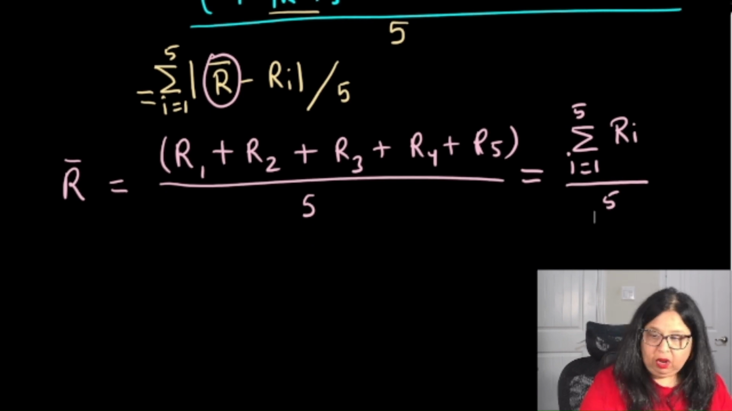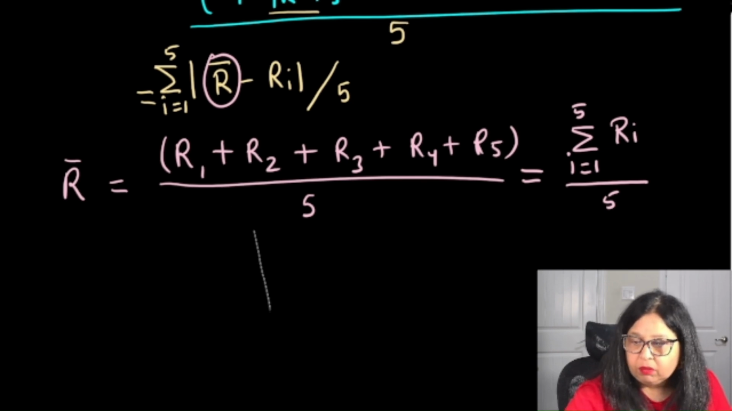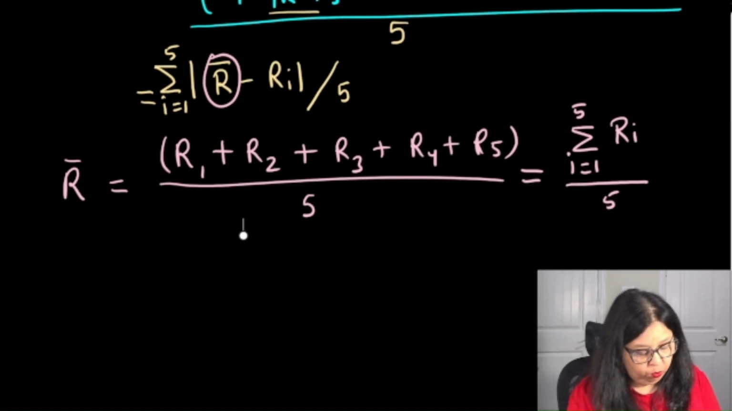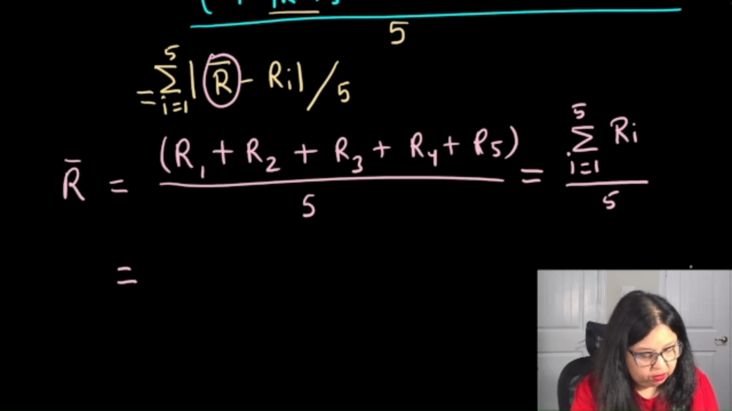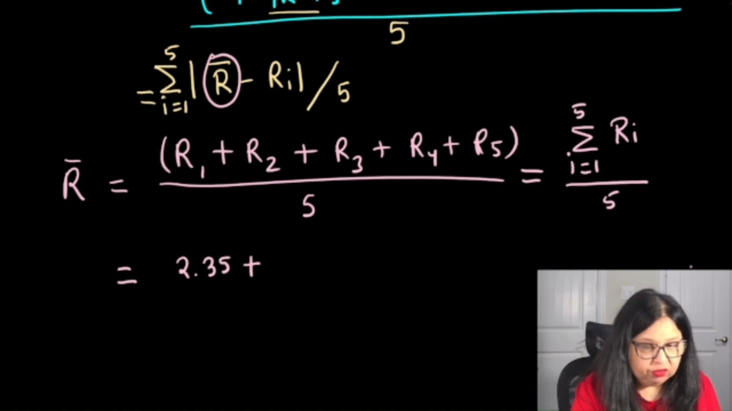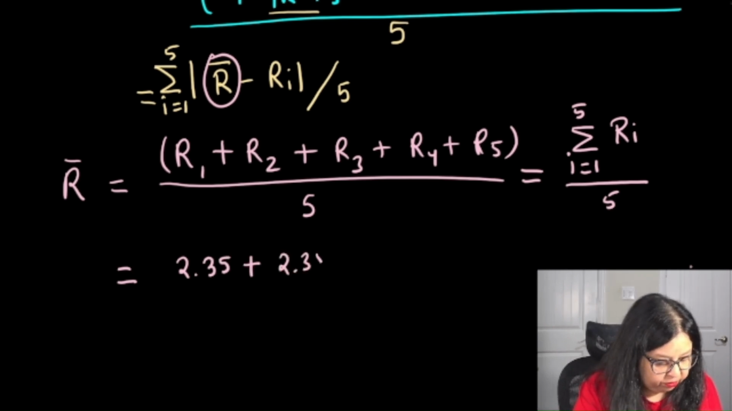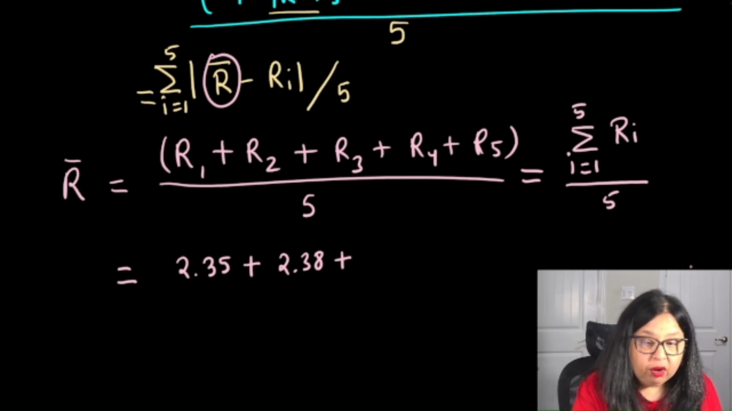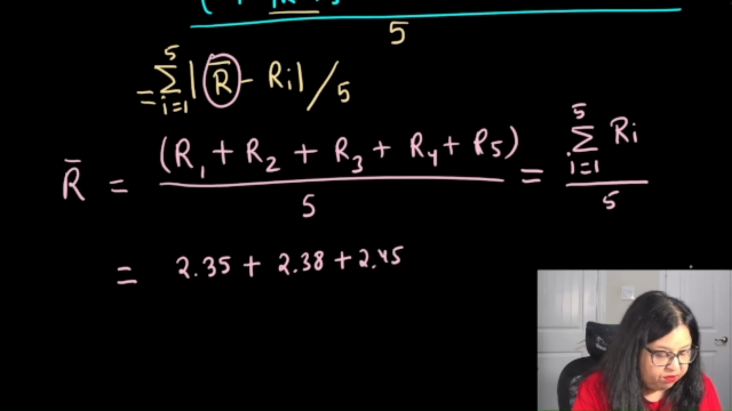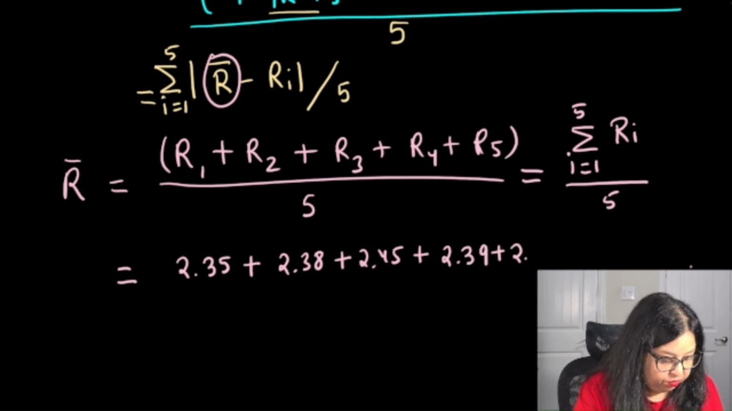Cool? Alright, so now I need to know the value of all of these R's. Alright, R1. What's the value of R1? We wrote it down, it's equal to 2.35 millimeters. R2, 2.38 millimeters. R3, 2.45 millimeters. R4, 2.39 millimeters. R5, 2.43 millimeters.